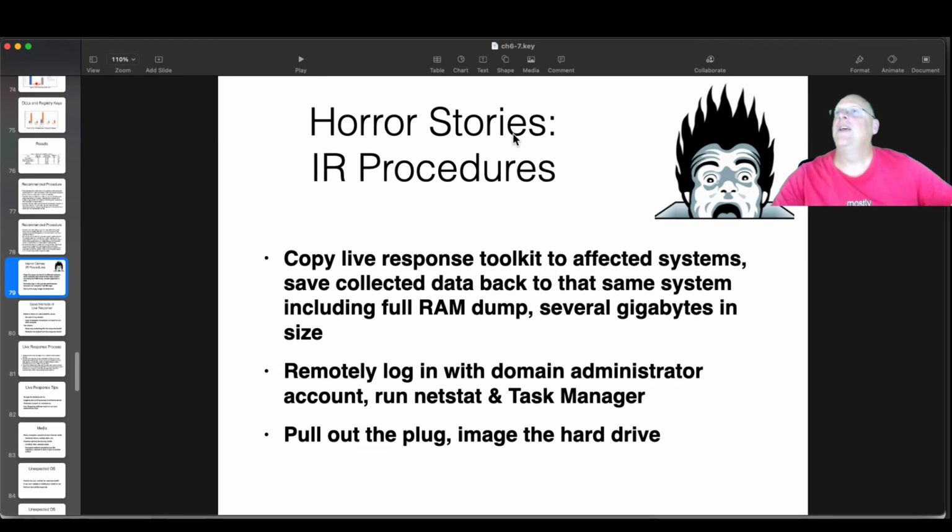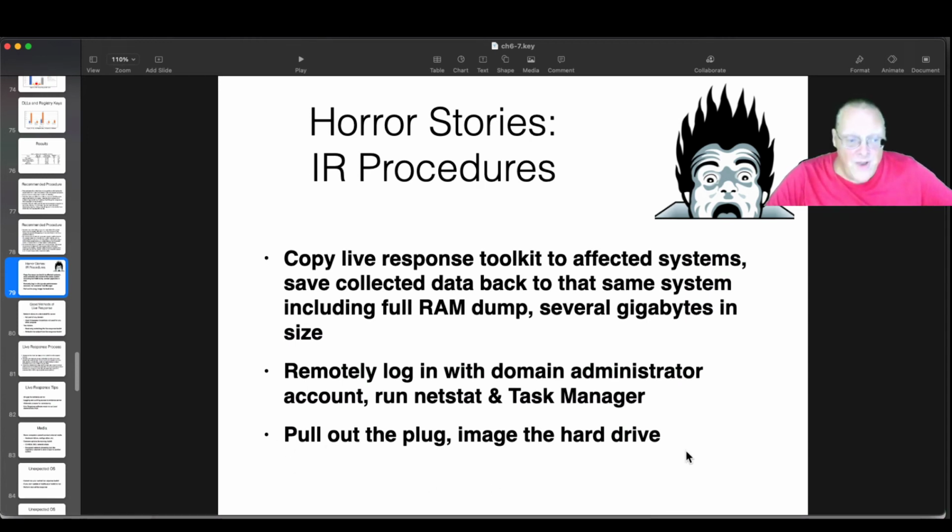And then after you have a few bad responses, you begin realizing we need to learn some incident response, and you gradually move up in maturity. So here's something people would do. Put your toolkit on the system, save the collected data back to the same system. So you're actually overwriting data on the evidence system with the data you're collecting. That's unprofessional and unnecessary. Log in remotely with the domain administrator account. So you're just handing credentials to the bad guy that they can use to go everywhere.